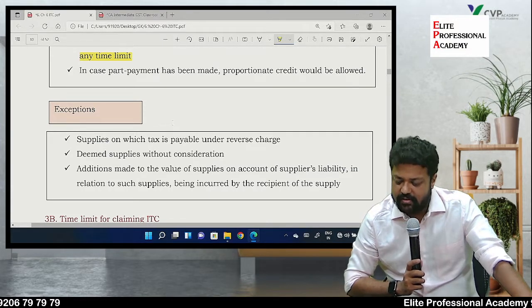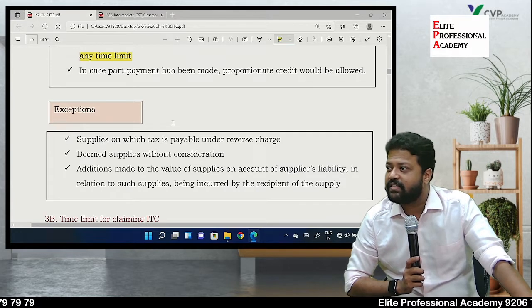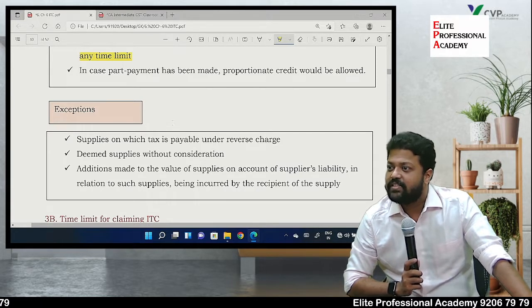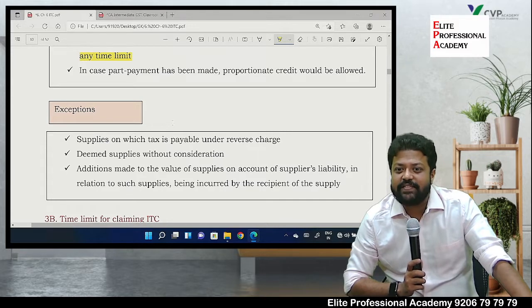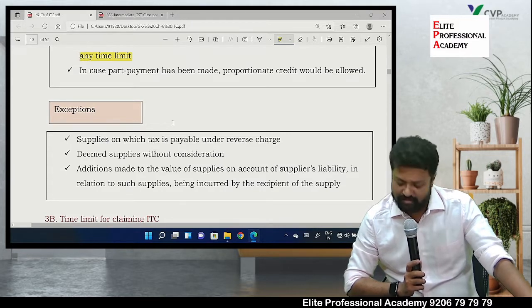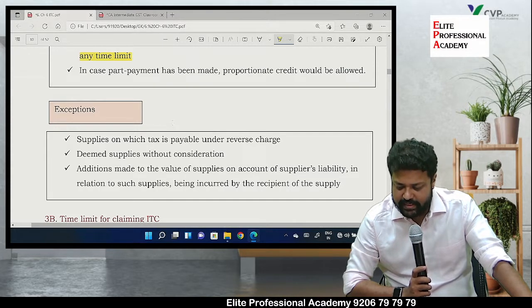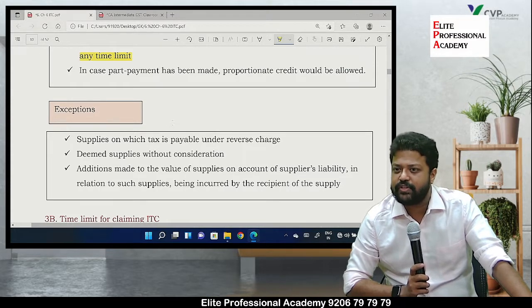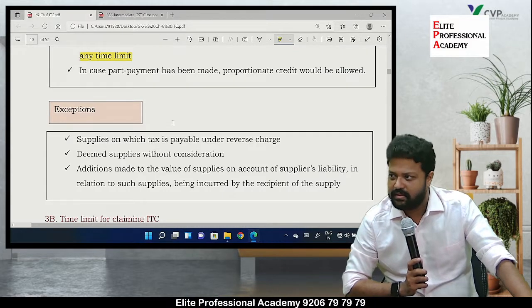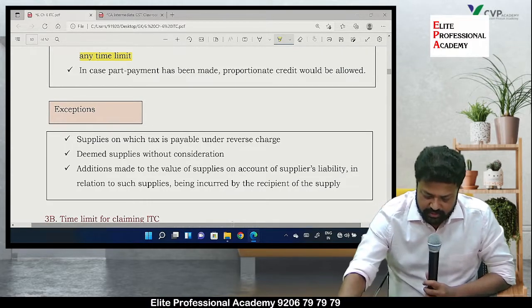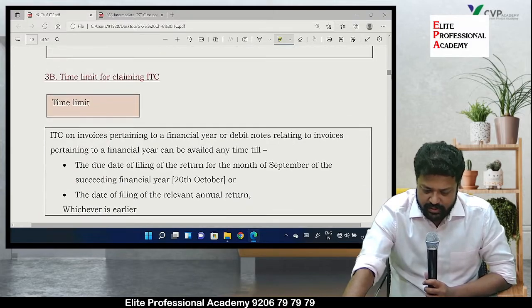Second, without consideration. Supplies will be treated as supplies even without consideration. Additions made to the value of supplies on account of the supplier's liability in relation to such supplies being incurred by the recipient of the supply. We have seen this in case of value of supply, right? So all these are exceptions, not a major thing in here.